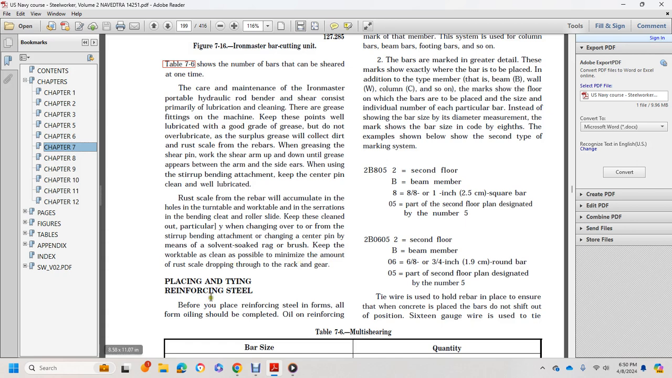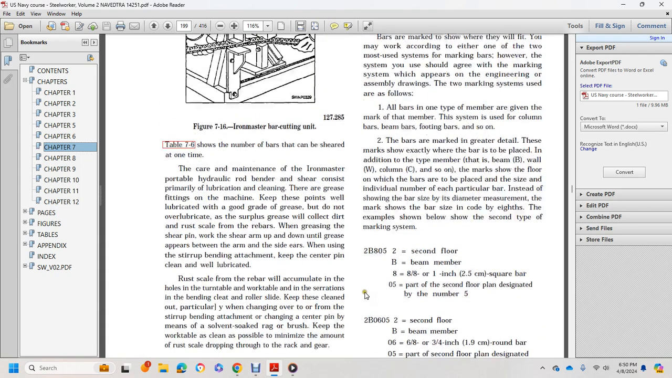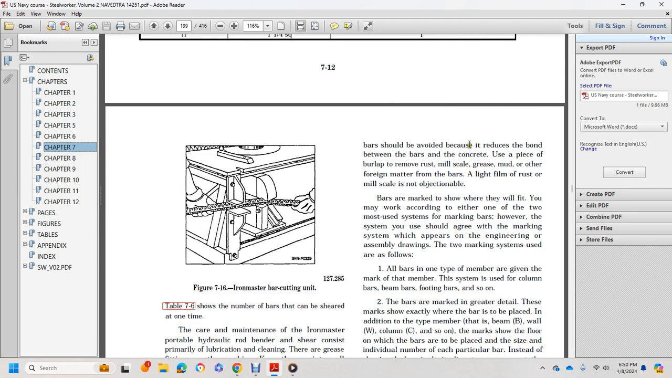Placing and tying reinforcing steel. Before you place the reinforcing steel in the forms, all oil should be cleaned off. Oil on the reinforcing bars should be avoided because it reduces the bond between the bars and the concrete. Use a piece of burlap to remove the rust, mill scale, grease, mud, and other foreign materials from the bar. A light film of rust or mill scale is not objectionable. Bars are marked to show where they will fit in the work.